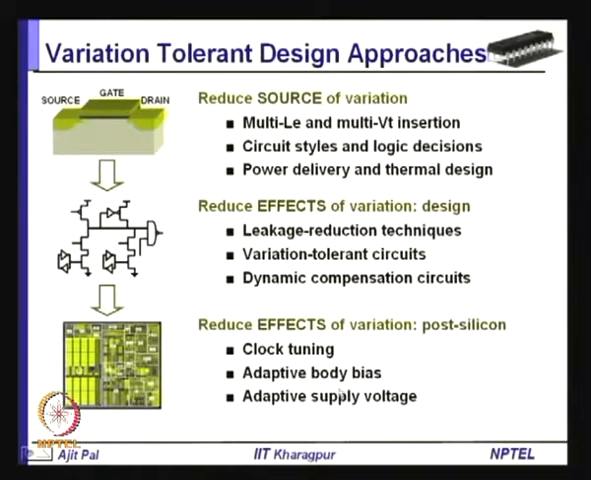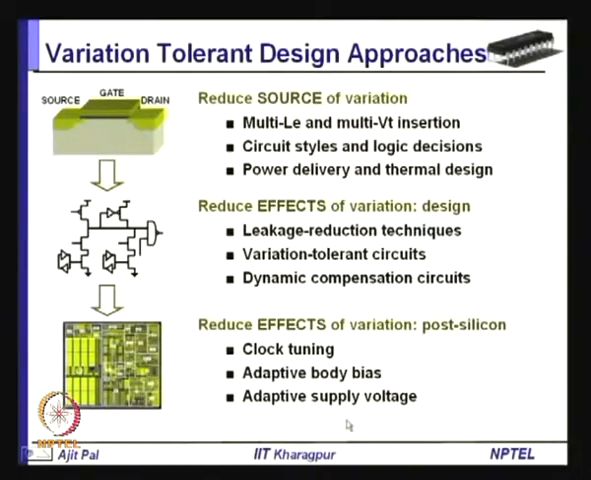Then another approach is adaptive supply voltage. Instead of using a fixed supply voltage, you can use different supply voltages for different dies. If a particular die is dissipating too much current, instead of using a high supply voltage you can apply a lower supply voltage, and similarly if a die is slow, you can apply a higher supply voltage so that the speed of operation increases. So, in this way you can use adaptive supply voltage or adaptive body bias. These are post silicon techniques, which I shall discuss in detail later on. Okay, so these are the various variation tolerant design approaches.